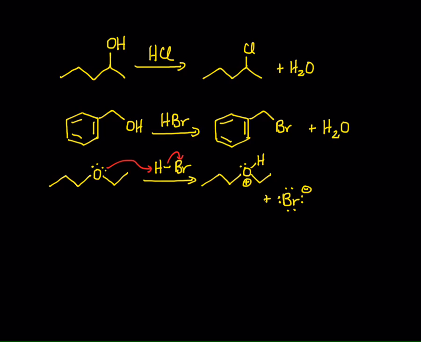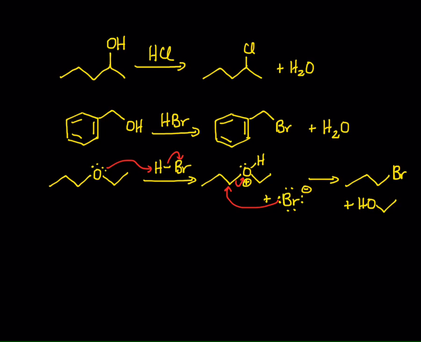Now, in this particular case, we're going to see it really doesn't matter which carbon it attacks because something else happens. So let's assume that bromide attacks the left carbon. It could certainly attack the right carbon as well. But let's assume it attacks the left carbon. And what do we get from that? Well, we get 1-bromopropane, right? But then we get ethanol coming off.